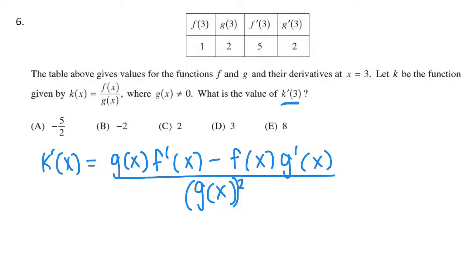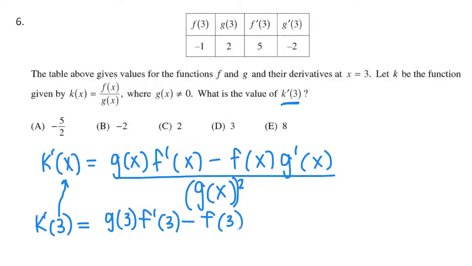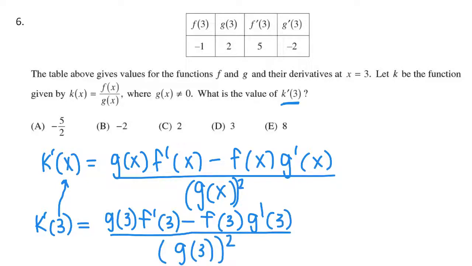Okay, now we need to plug in our 3, and make sure when you do k prime at 3, that's where you're plugging in. Don't put in 3 up here or you're going to miss a free response problem. You'll miss points doing that. So we need g at 3 times f prime at 3 minus f at 3 times g prime at 3, all over g at 3, all squared.